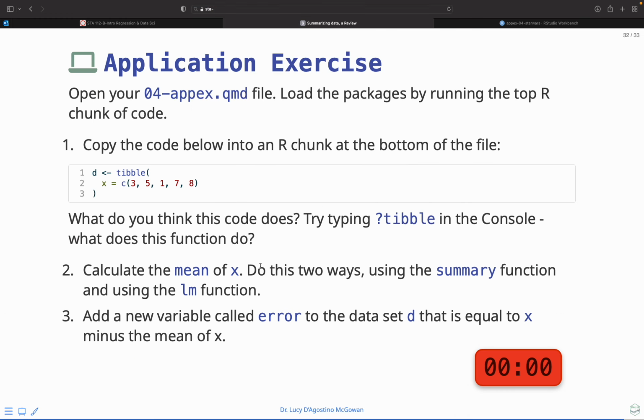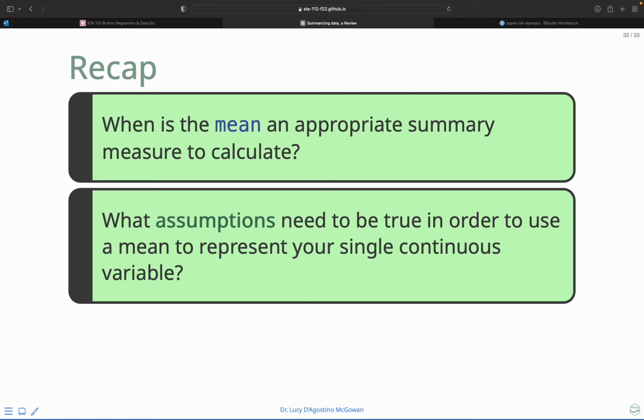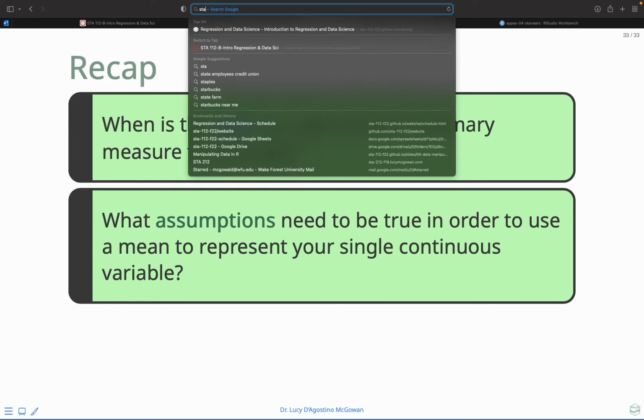Okay, great. So the big picture here is that the mean is an appropriate summary measure to calculate when you have a symmetric distribution. Basically, the assumptions that need to be true in order to use the mean to represent your single continuous variable are that the mean will actually be representative in some way, so that it's actually a meaningful metric.